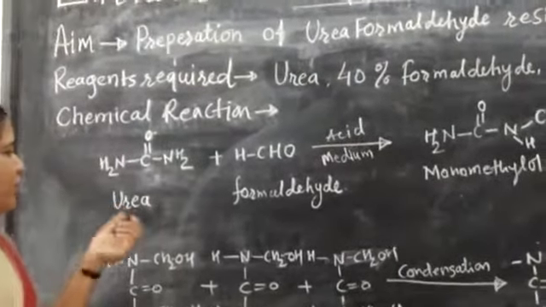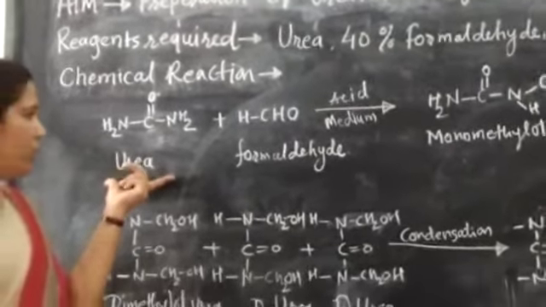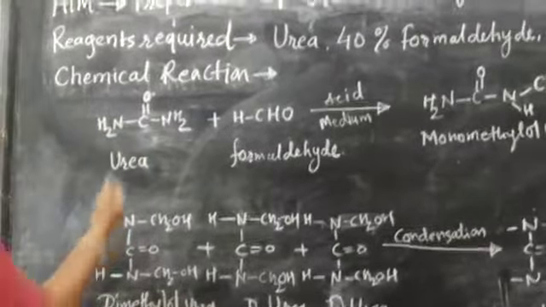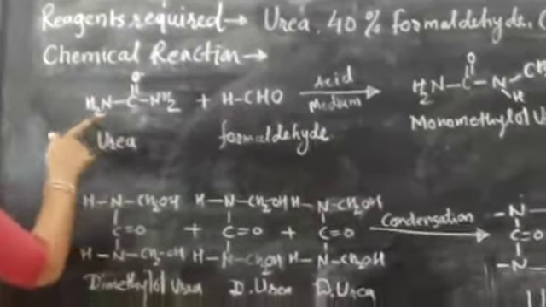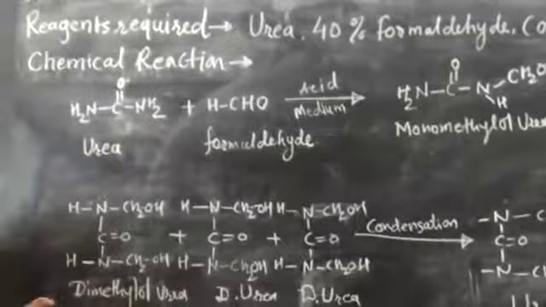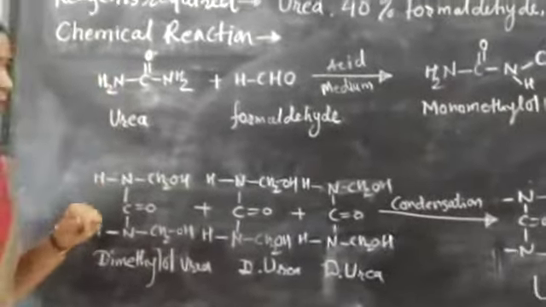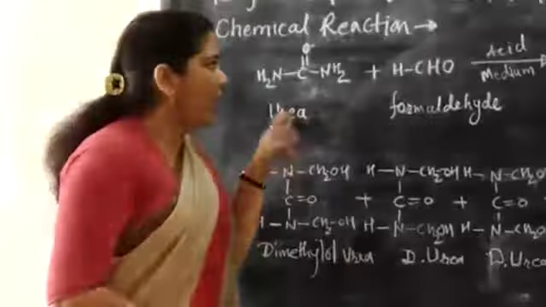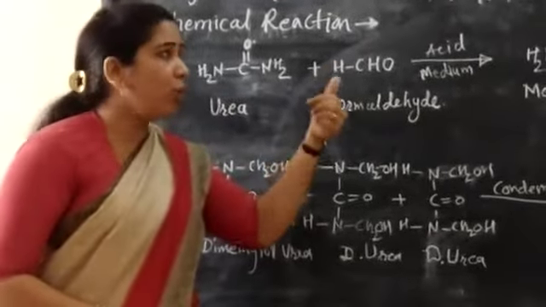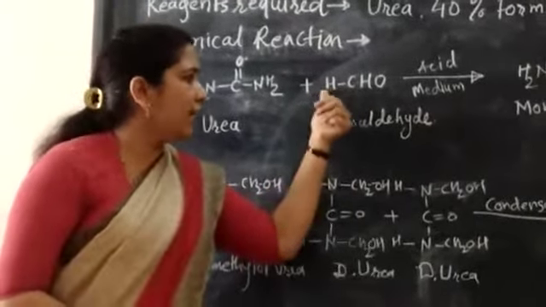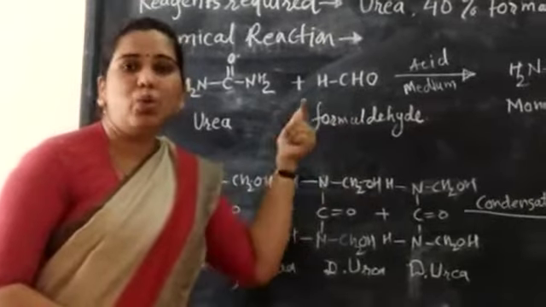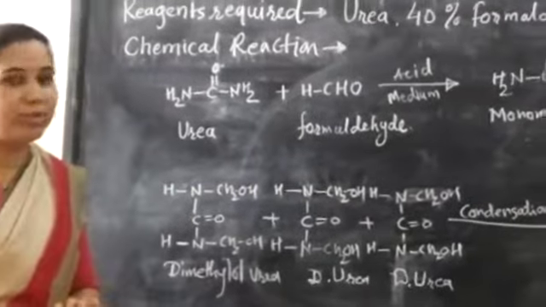Now in the chemical reaction we have written here urea. It has the formula C double bond O NH2 NH2. See here, two amino groups are attached on both sides of the carbonyl group. So here there is urea. Formaldehyde, you know the formula of formaldehyde, HCHO, that is CO, and from both sides hydrogen is attached.